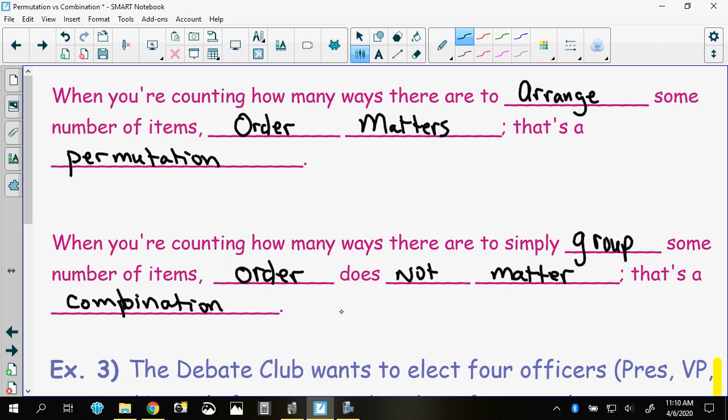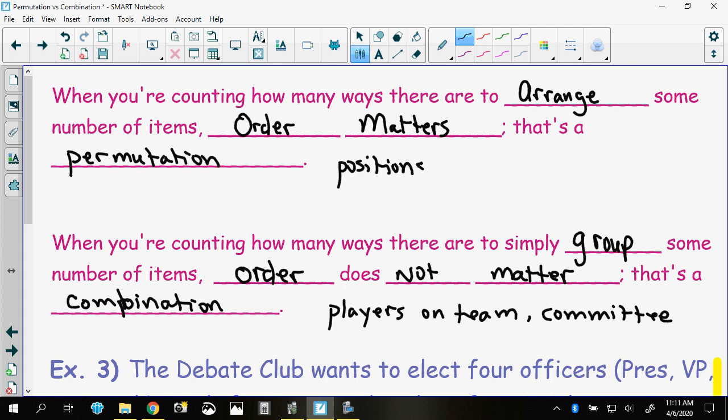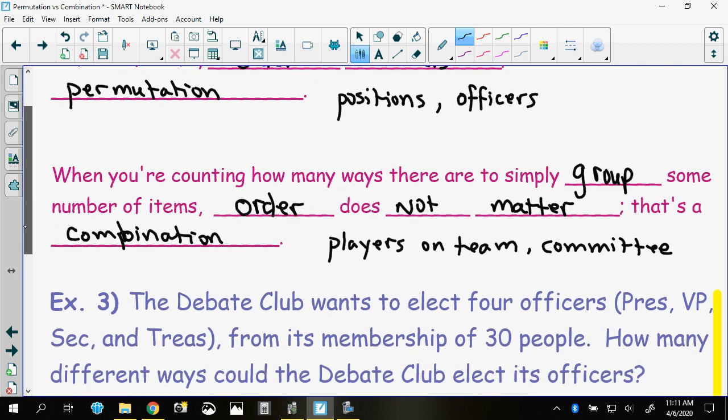One thing that you want to pay attention to when we're talking about the difference between combination and permutation is whether the order is making a difference. So when you're talking combination, that would be like players on a team, a committee, but a permutation would be positions that the players take, or officers in a club, those kind of things. So you want to pay attention to the words and use your common sense. Does it make a difference if the order is different?